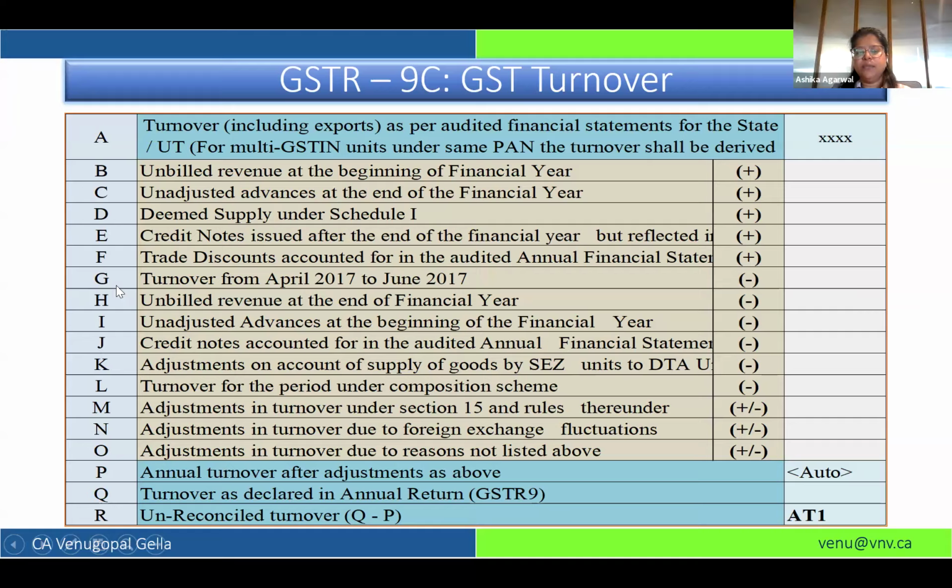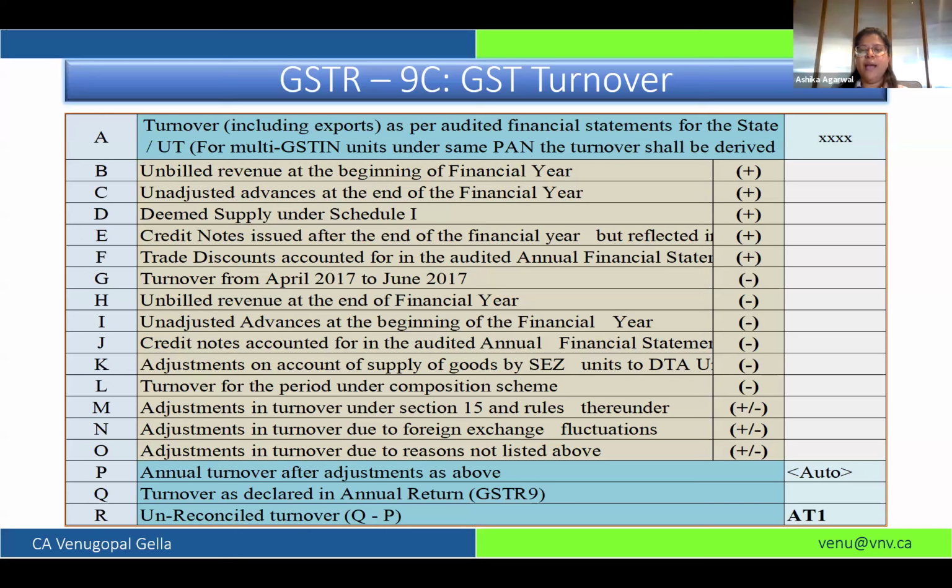5G is no more relevant because it was specific to 17.8. 5H and I, we have already discussed. 5J is related to credit note, specifically financial credit note. Now, a credit note which is not in compliance with Section 34. So what can be a credit note which is not in compliance with Section 34?